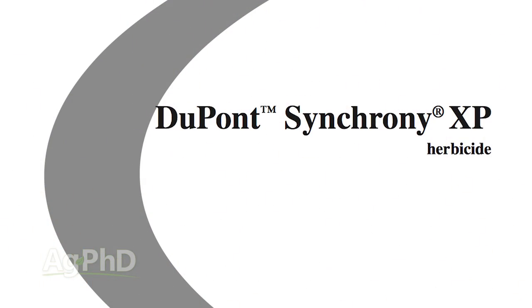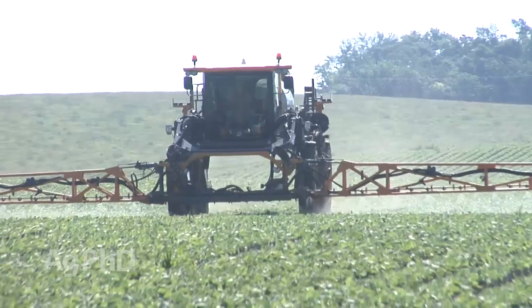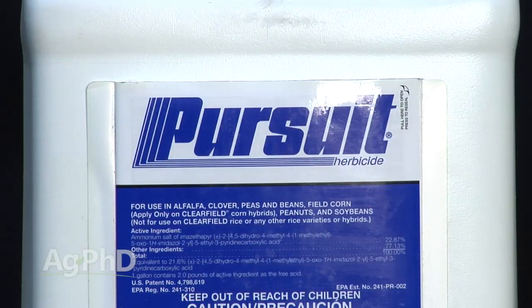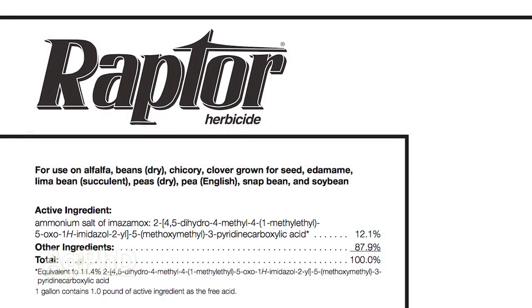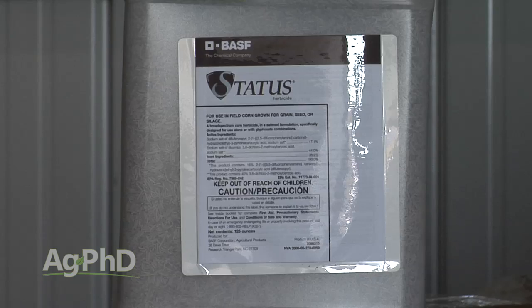Otherwise, I like the old Synchrony. That STS type chemistry seems to do a little bit on curly dock. Also, ALS products like Pursuit or Raptor have some activity. In wheat, I like Addition Broad Spec. Here again, ALS, and it seems to do okay on curly dock. In corn, Status is probably my favorite, especially if you throw a little atrazine in with it. Well, that's it for our Weed of the Week, the perennial curly dock. Stay tuned. Iron Talk is coming up next.